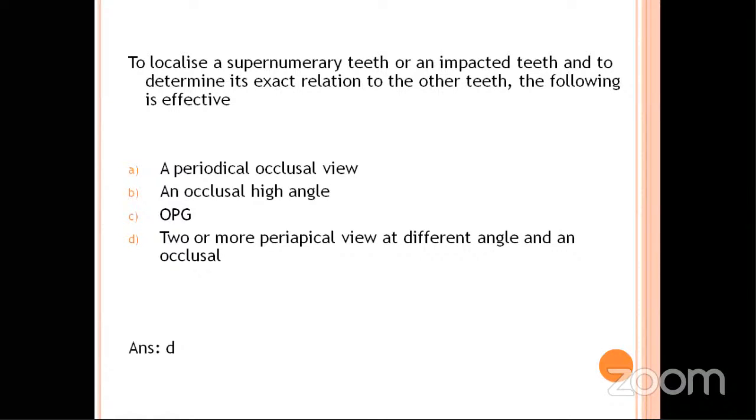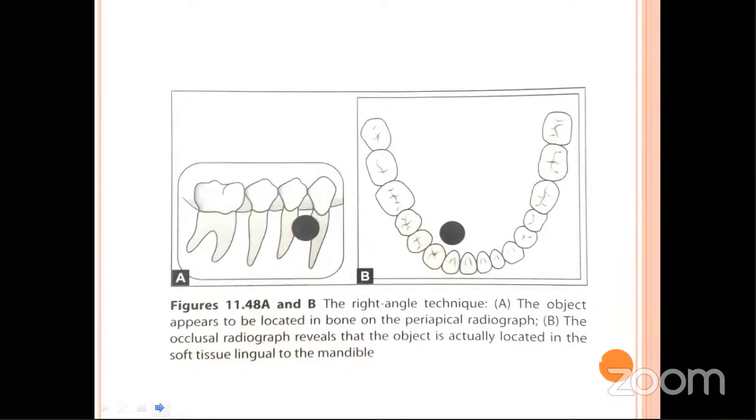With 2 or more periapicals, the slob rule comes in, and you can tell whether it is lingually placed or buccal. And along with the occlusal, it is very clear where the impacted or supernumerary tooth is. Okay, so this is two-dimensional. So here it shows that it is on the lingual aspect.